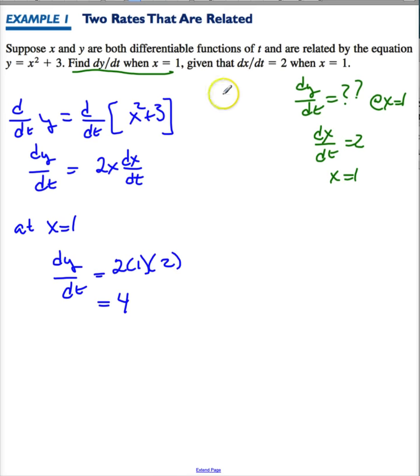Now, you'll notice I didn't have to solve for y. Over here, I could have solved for y. At x equals 1, y is 1 squared plus 3, or 4. In this particular problem, I didn't need it, but that's another hint. You may need to do that on a different problem.